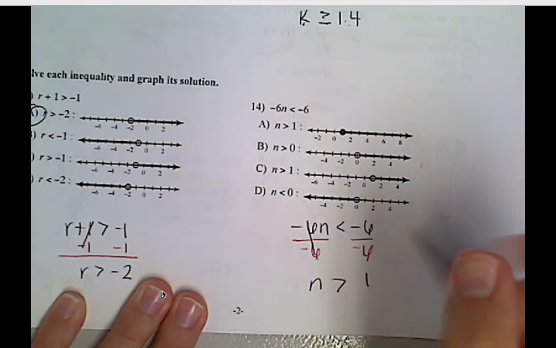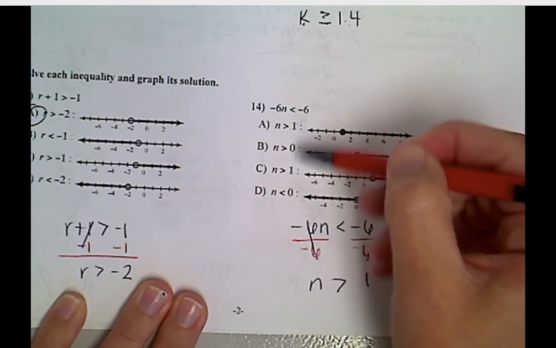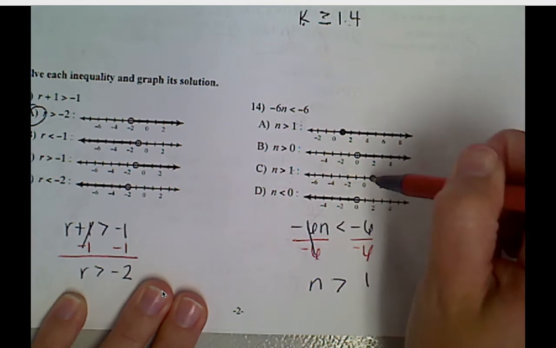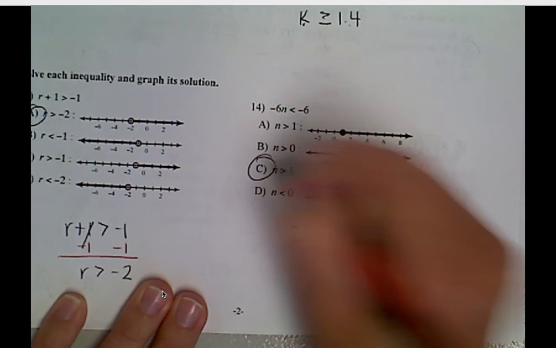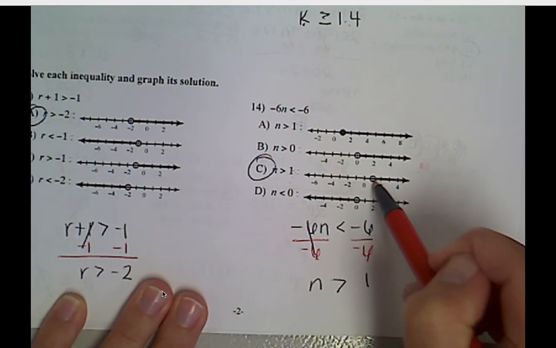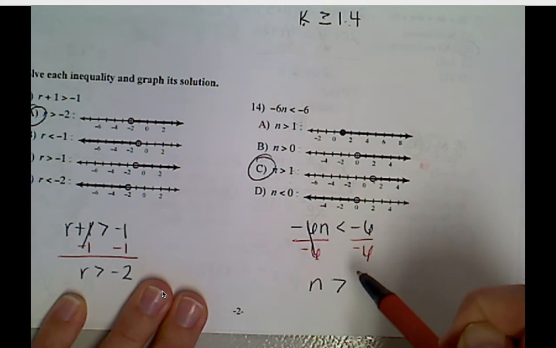So your answer here is going to be either A or C. That both says n is greater than 1. However, look at the dots. Open, closed, it should be C, because this right here has an open circle and this one doesn't have the underline.